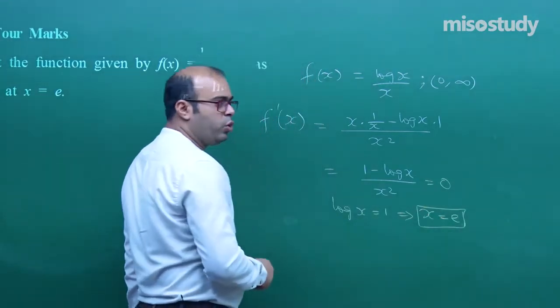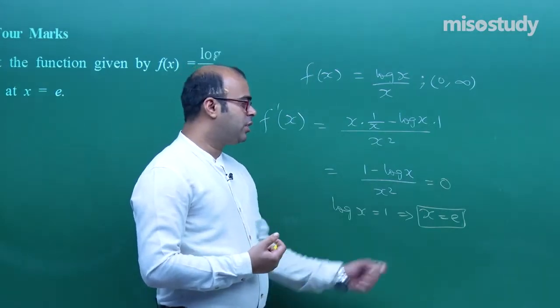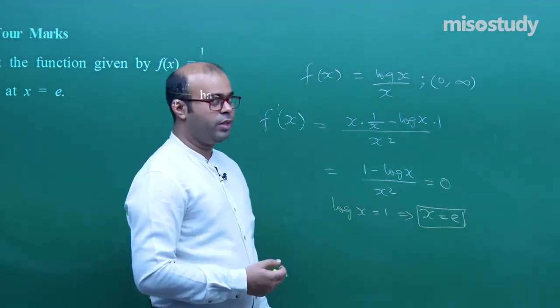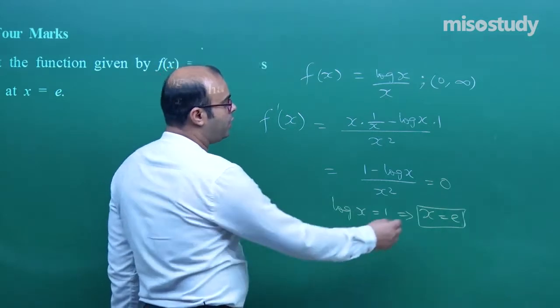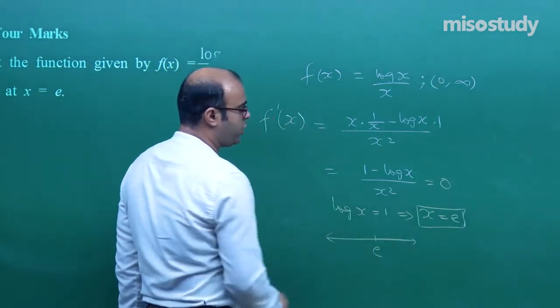Now we know x equal to e is a critical point. Now we have to find whether this critical point is maxima or not. That is what we have to prove. So we will take the value left of e. This is e, values left of e.